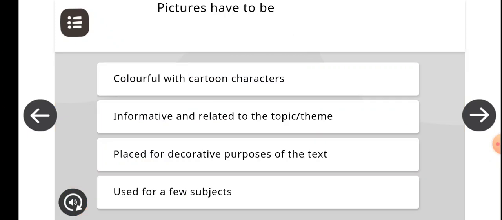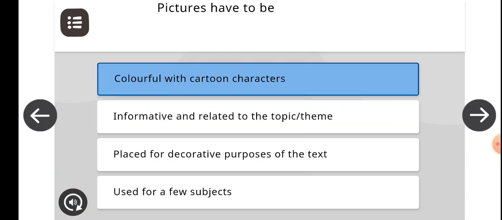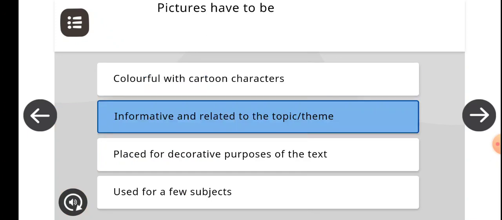Pictures have to be how? We need to find out here. Are they colorful with cartoon characteristics? Of course. Informative and related to the topic and theme? Yes. In the learning concept, these pictures have to be informative and related to the topic. If we post any unrelated picture in the lesson, what is the use of it? There should be some relation and some theme. So this is the right answer.